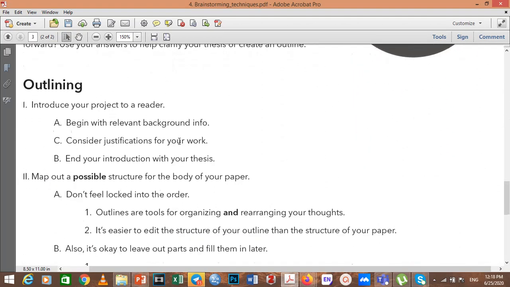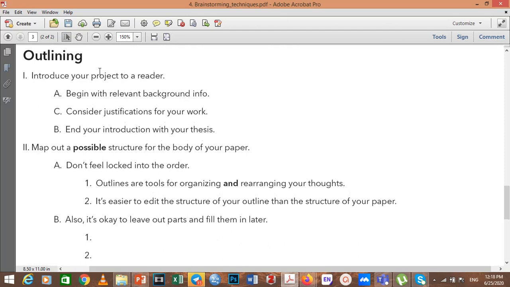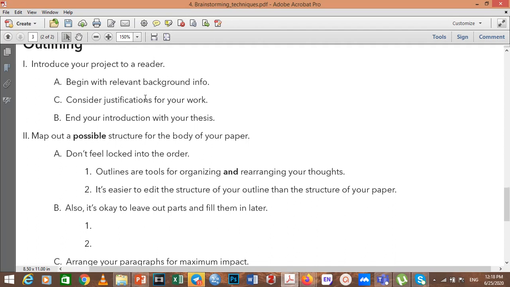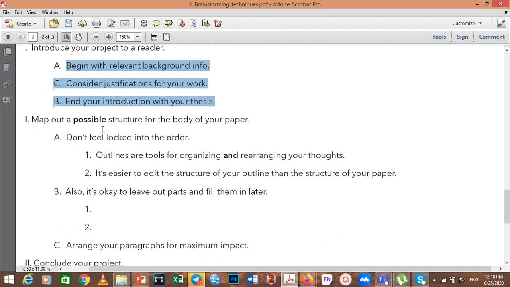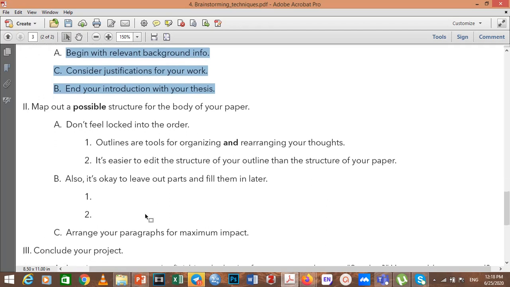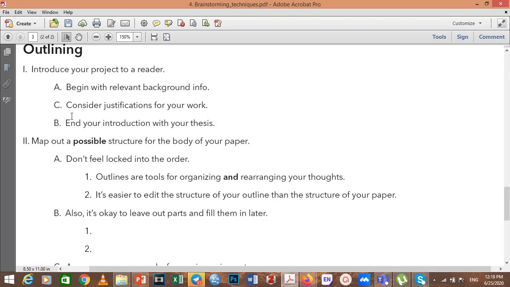Okay, this is the outlining. I guess you know what an outline is, right? Outline is like content. So outline is very constructive, it's very formal. So if you want to use outlining, it's very effective, but it takes you more time. For example, you need to introduce your projects to readers, right? So number one, you introduce it, and then what are the supporting details? You try to get supporting details, right? Number two, map out a possible structure of the body of your paper, and you gotta do this, right? Now I raise one example to fill it in so that you can have better understanding.